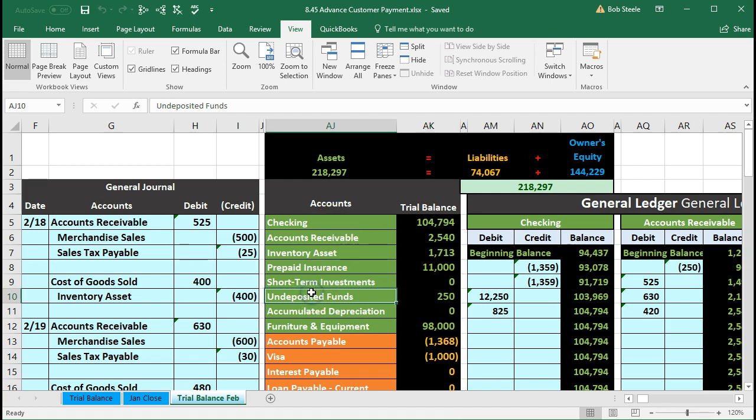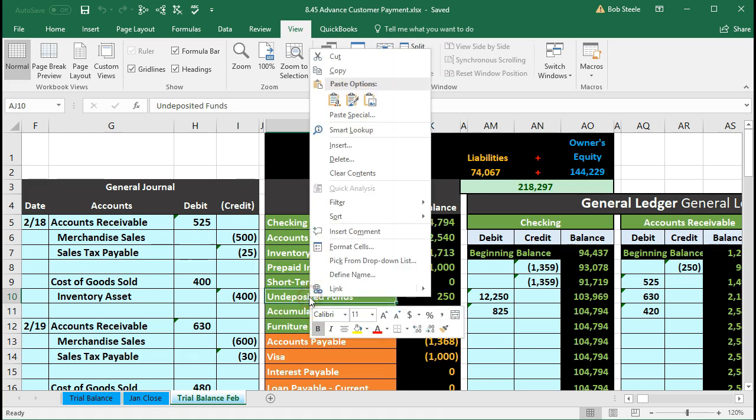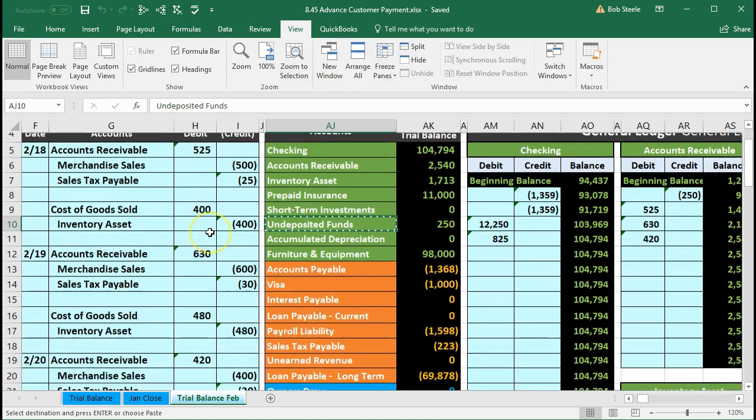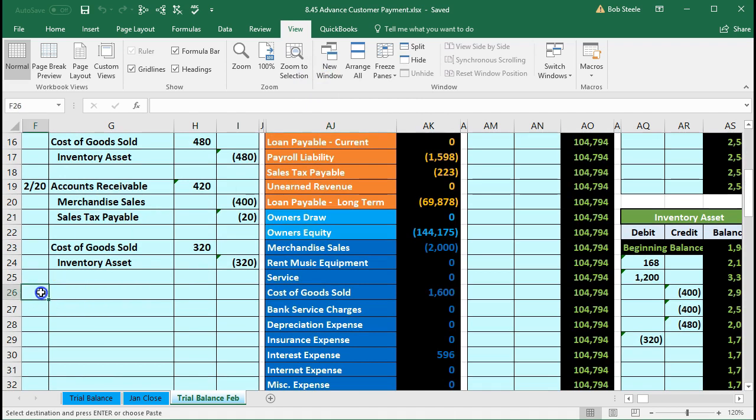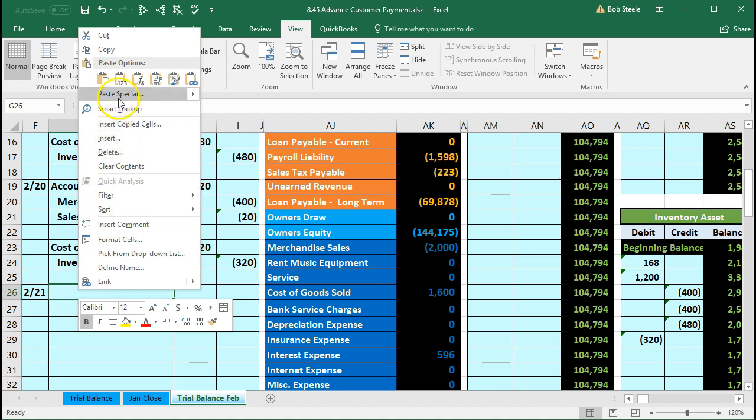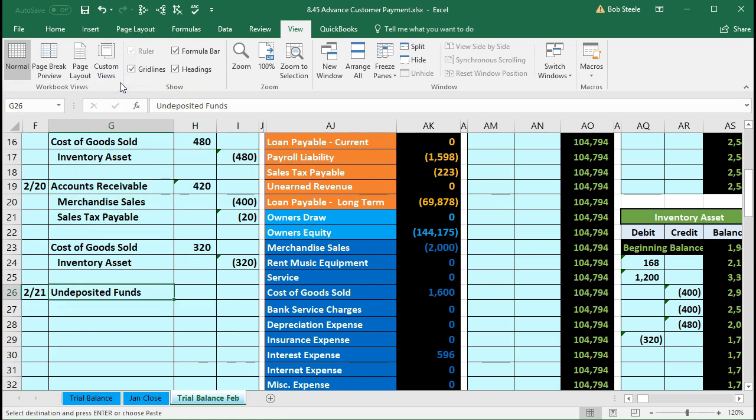So we're going to copy the undeposited funds. We will debit it, increasing that account. Right click and copy. Scrolling down, we're going to have the new date down here in F26, date of 2/21. We're going to paste the debit in G26, right clicking and pasting.